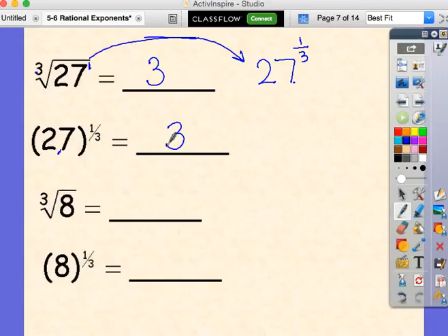All right, the cube root of 8 would be 2. 2 times 2 times 2 is 8. So 2 is the answer. Or if it was written this way, 8 to the 1/3 power, the answer is still 2. These are just two different ways of writing it. One as a radical, one as a rational exponent. Okay?